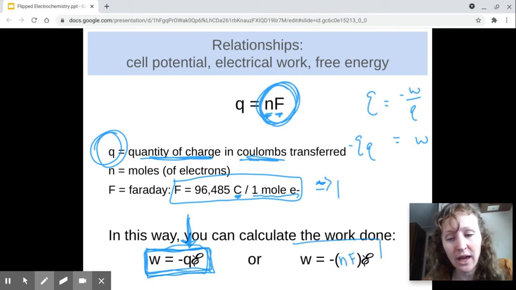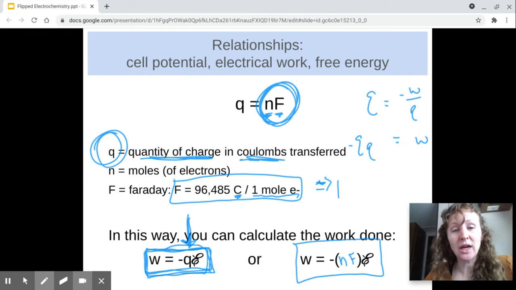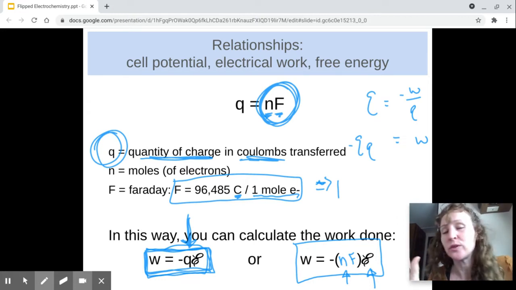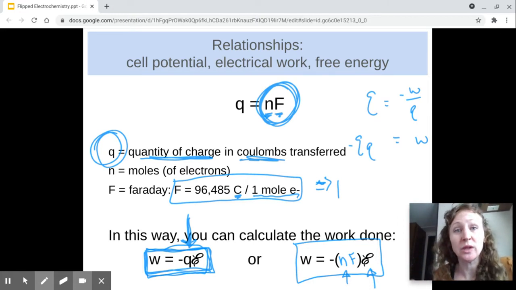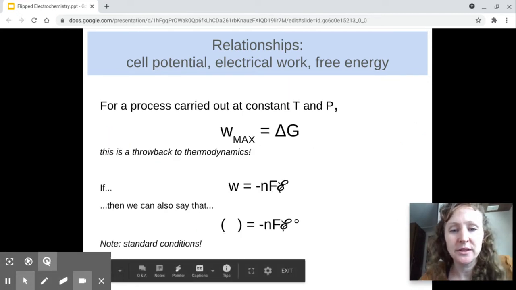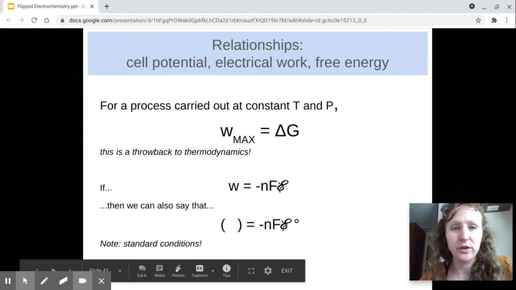And this can be a really helpful equation because we can use it to calculate the work done as long as we know what the cell potential is, as well as knowing how many electrons are transferred. And those are pretty simple things to be able to look up. We have been calculating both of those things this whole time. And so if you take those two things and plug them into this equation, you can calculate how much work is done. I'm going to save that example for class. We'll go through and do one of those together.